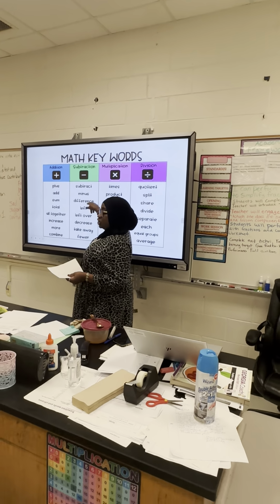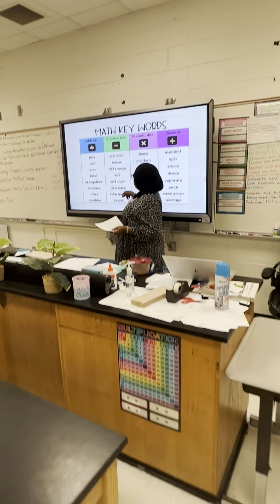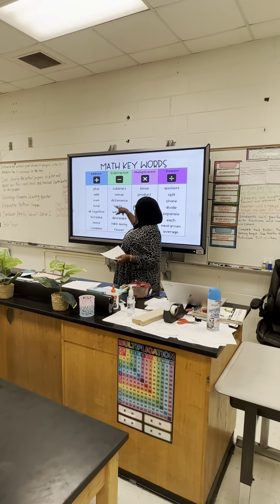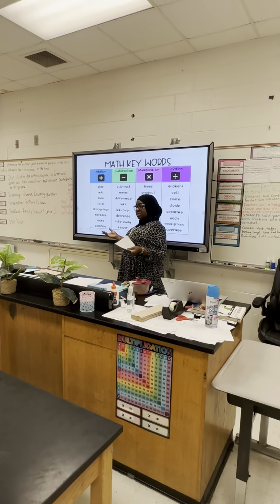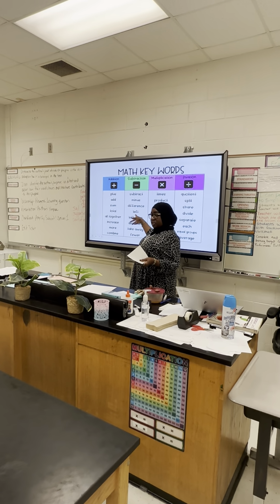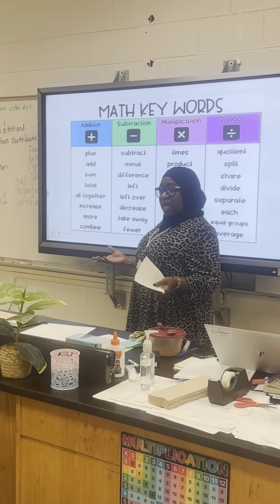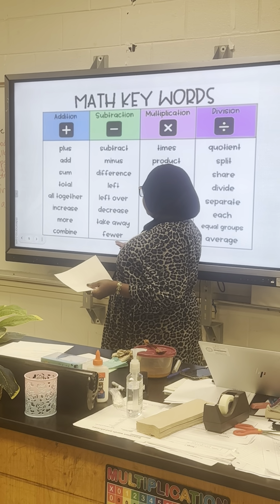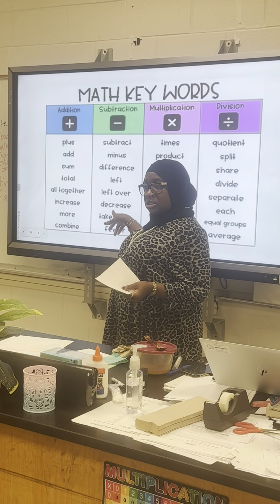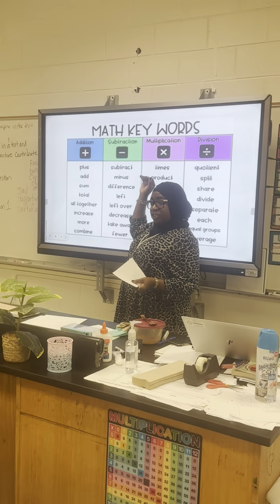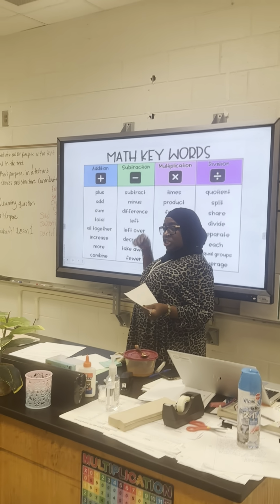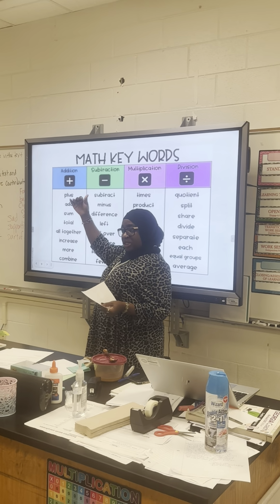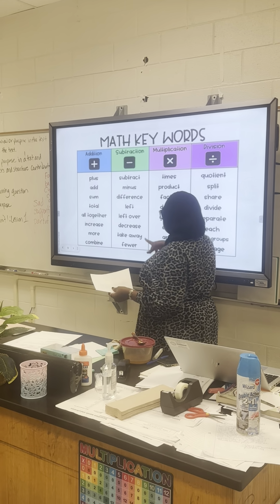Subtraction words: subtract, minus, difference. What is the difference between this price and that price? We're going to subtract. Left or leftover. How much do you have left? How much do you have left over? Decrease, right? The temperature decreased from 100 degrees to 30 degrees, right? That means we're subtracting, okay? Take away, fewer.